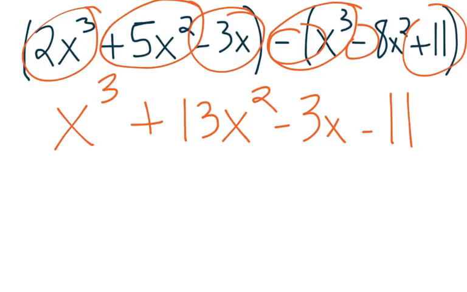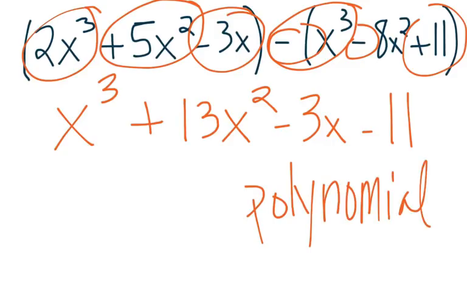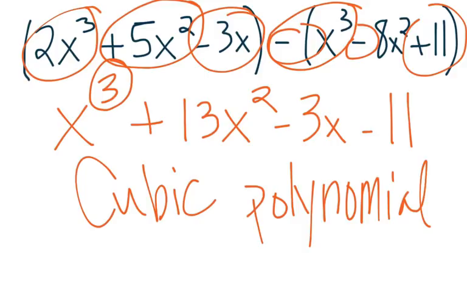All right, the last thing we're going to do is classify this. Now there are 4 terms here, which means this can't be a monomial, which is 1 term, can't be a binomial, which is 2 terms, and can't be a trinomial, which is 3 terms. So we can only classify it as a polynomial. And the highest degree is 3, which means that this is a cubic polynomial.